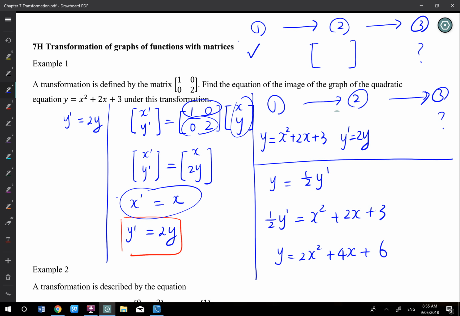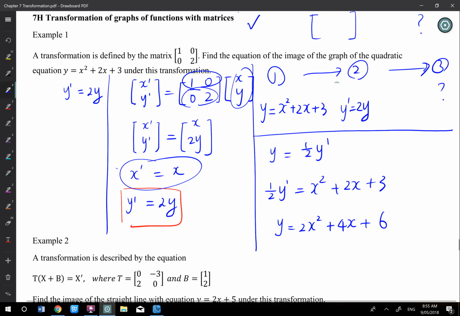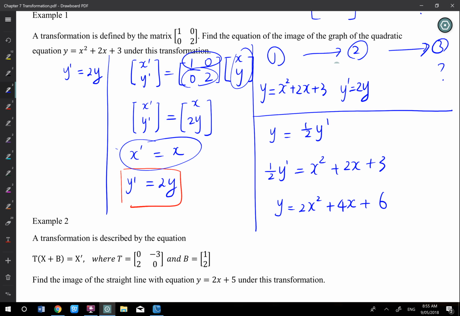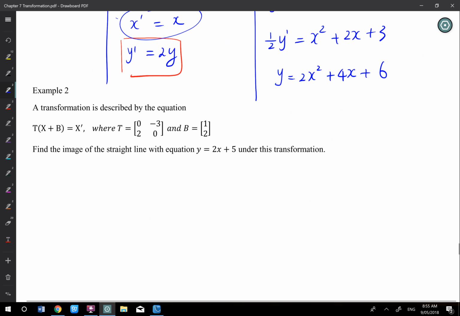After you finish this one, can you use 5 or 6 minutes now to try example 2? Remember the steps: set up the matrices, expand it, make either x dash equals something or x equals something, y equals something, y dash equals something, and do the substitution as required. So try example 2. Set up the matrix according to what is given. You have 5 minutes to try that.